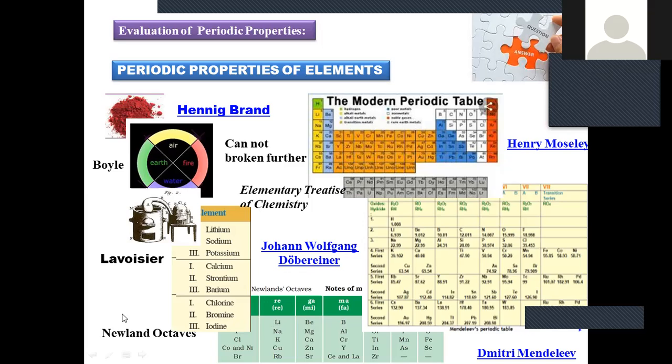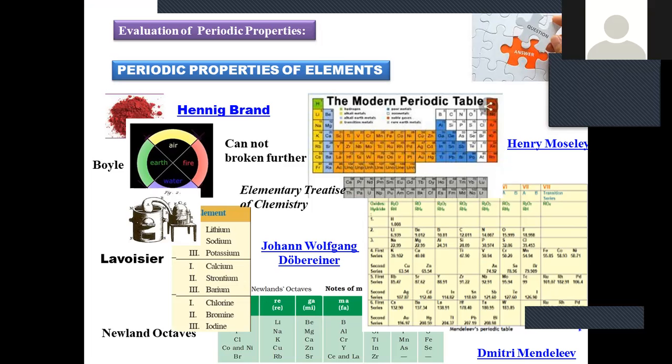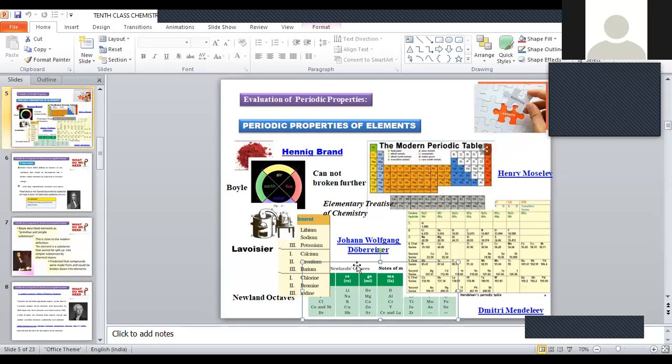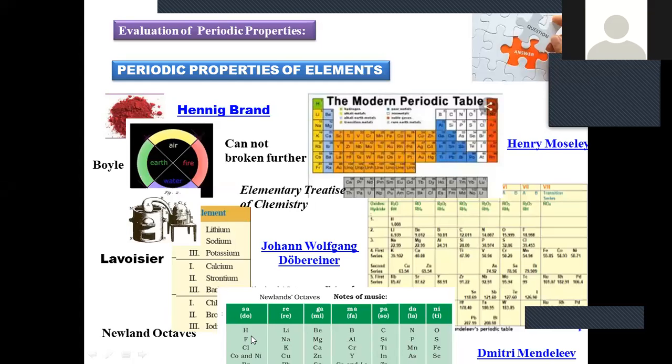So after Dobereiner, we have Newlands' octaves. So Newlands' classification was given. When you see this Newlands classification, what happens? Hydrogen, lithium, beryllium, boron, carbon, nitrogen, oxygen. In this way, the series will start. After oxygen, the next element resembles the first element.